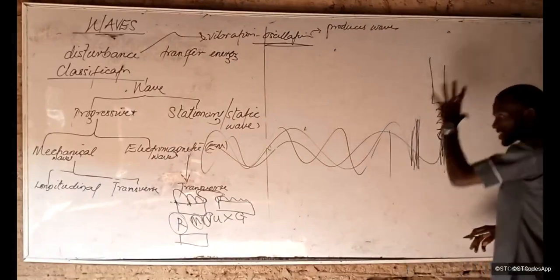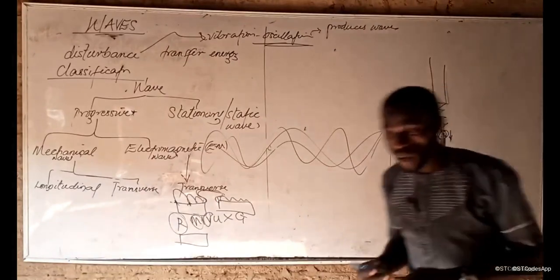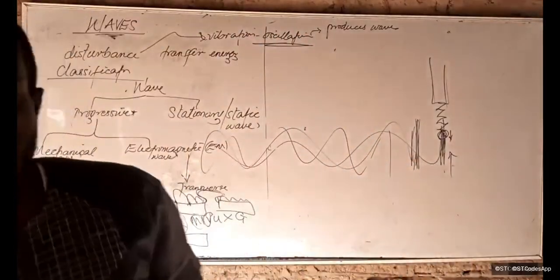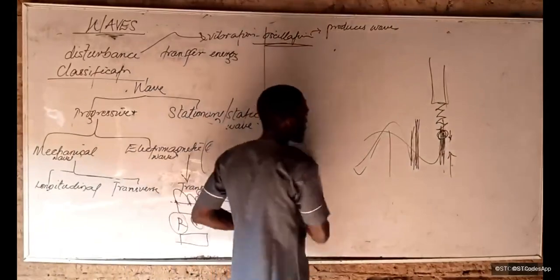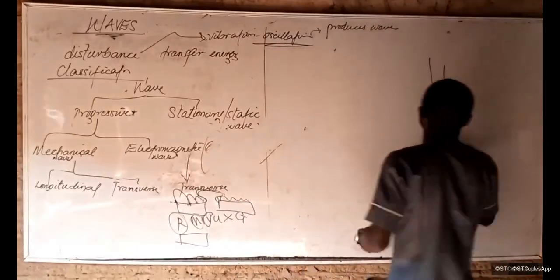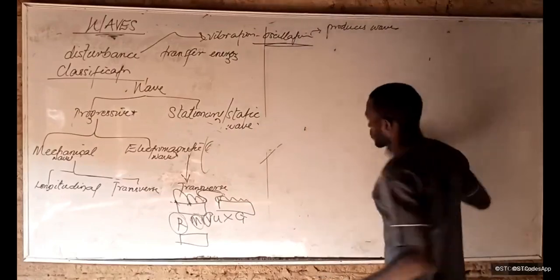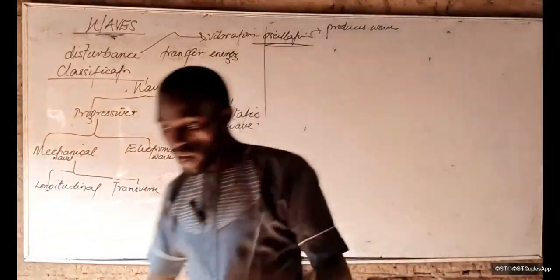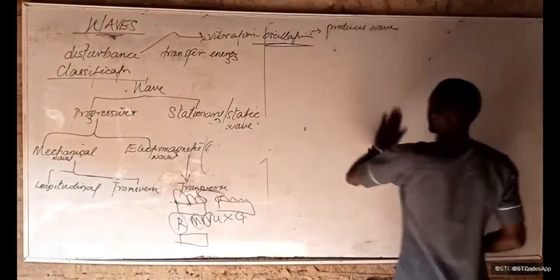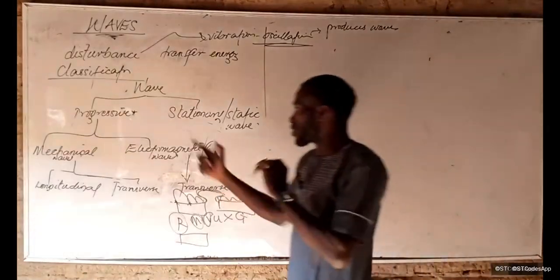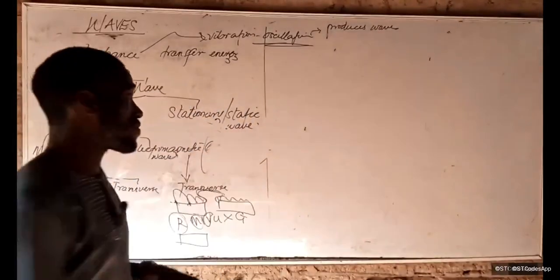So it means that simple harmonic motion is a very good example of a wave motion. In fact, it is synonymous with wave motion. So oscillations, in essence, produce a wave. Now, what are the characteristics of a wave? First, let's examine what a progressive wave looks like and what a stationary wave looks like.